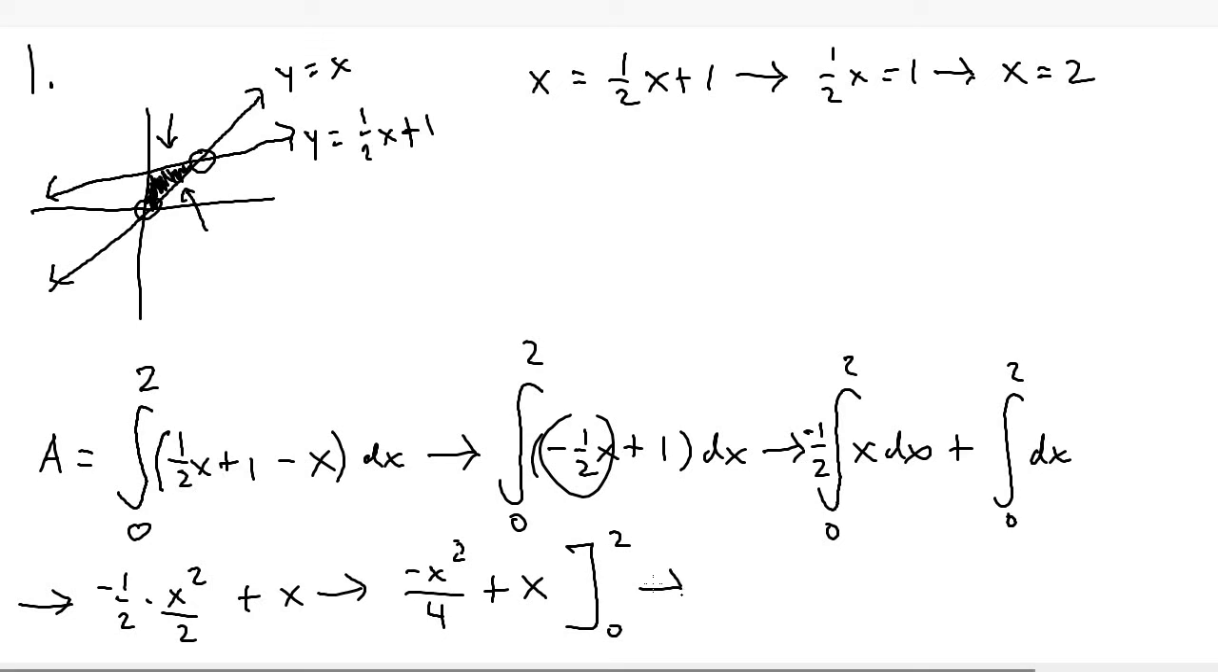First I plug in the top bound. So when I plug in 2, 2 squared is 4, and negative 4 over 4 is negative 1, plus 2. We have minus when I plug in 0. 0 squared is 0, 0 over 4 is 0, plus 0 is 0. And so negative 1 plus 2 is 1, minus 0 is just still 1. And that's our final answer.